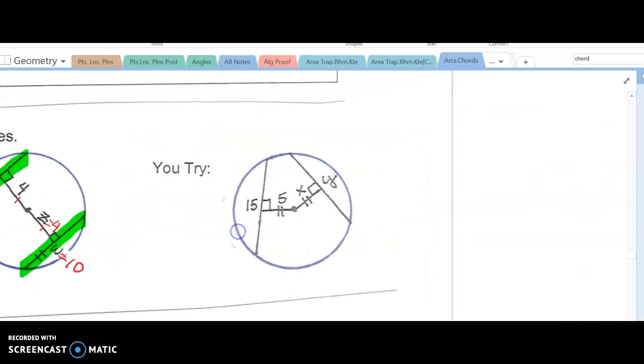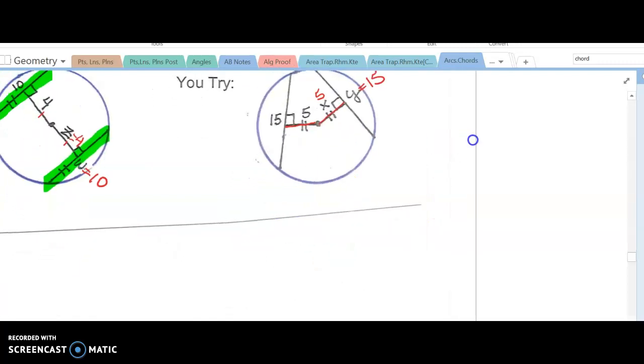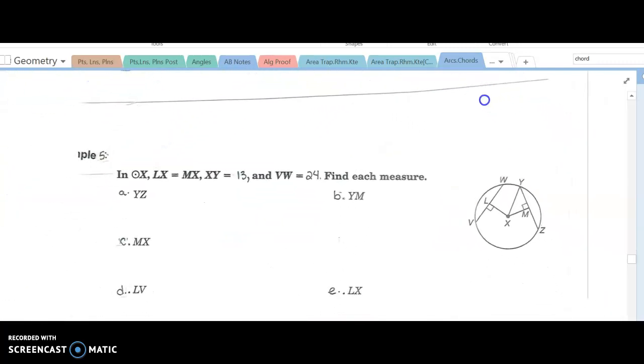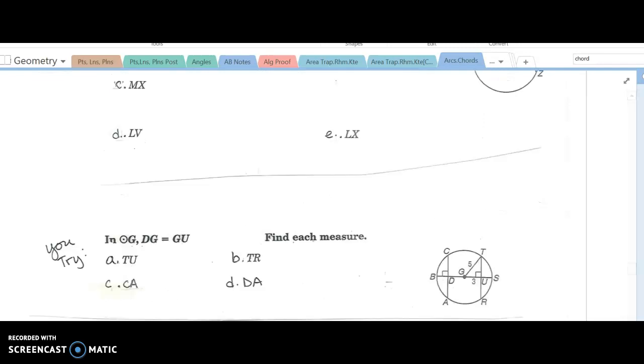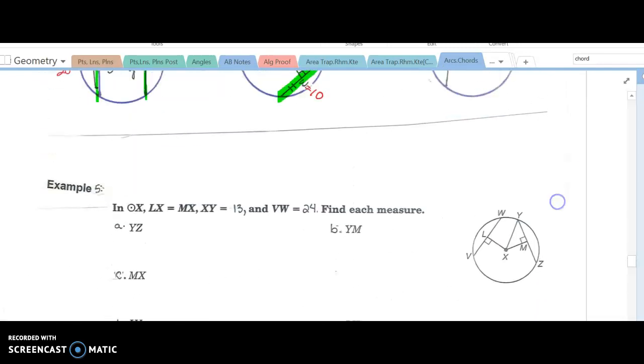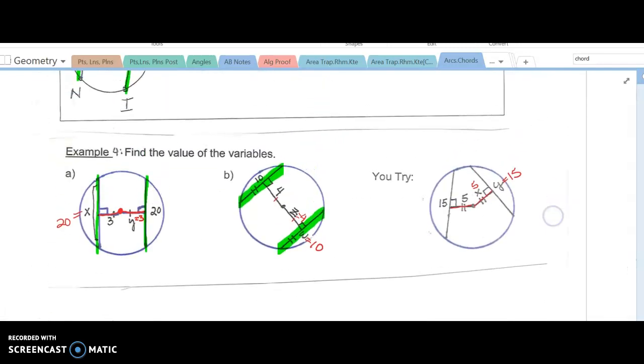All right, so you try. Okay, so I said x is 5 and y is 15. We knew that because they were the same distance away from the center. We had tick marks on both of these, that those were both 5. Therefore, the chords had to be the same length. All right, and so I think I'll do the next part in the next video.